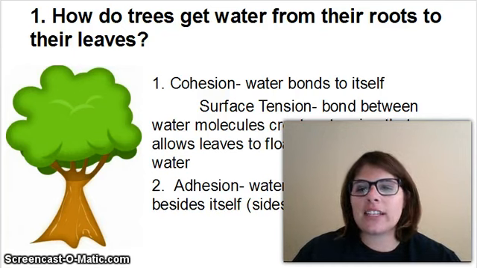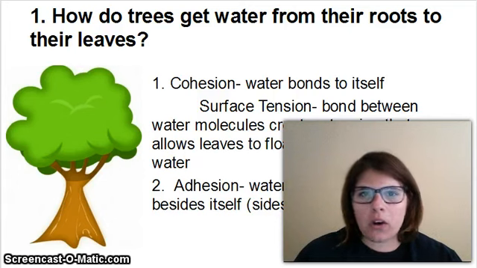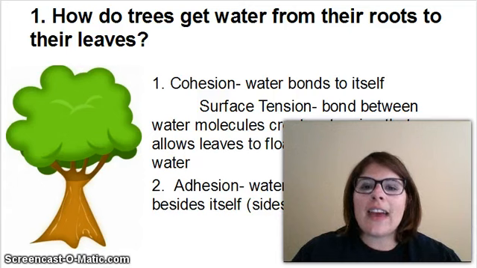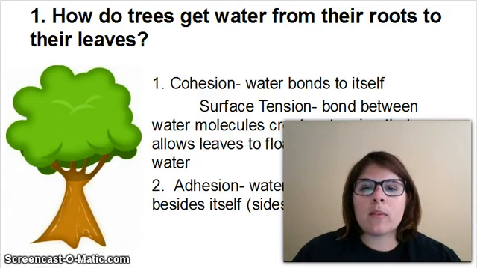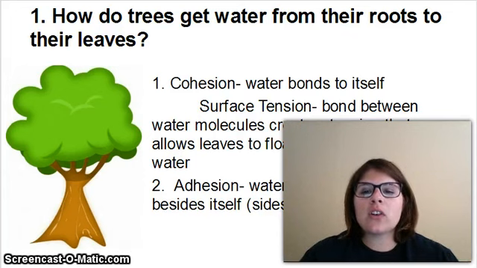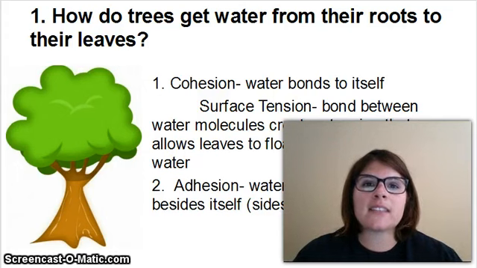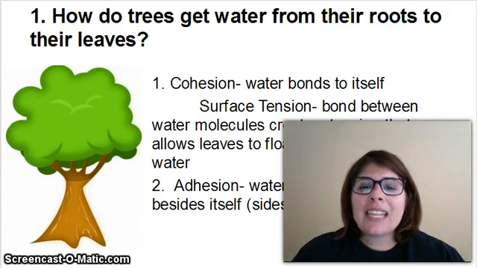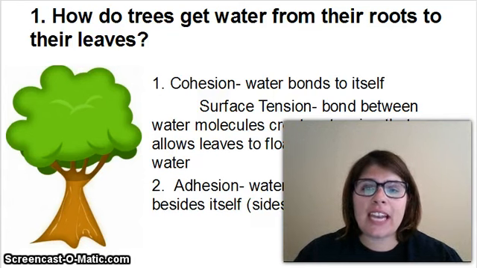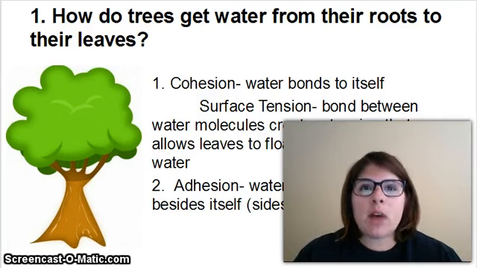And what that is called is capillary action. If you've ever put a paper towel in a puddle of water and you've seen that water go all the way up to the top of the paper towel, that is capillary action. This cohesion, this bond of water to itself, is also called surface tension. And that's what causes leaves to float on water. That's what allows some bugs to walk on water. It creates a tension through those hydrogen bonds. So that is cohesion, water bonding to itself.